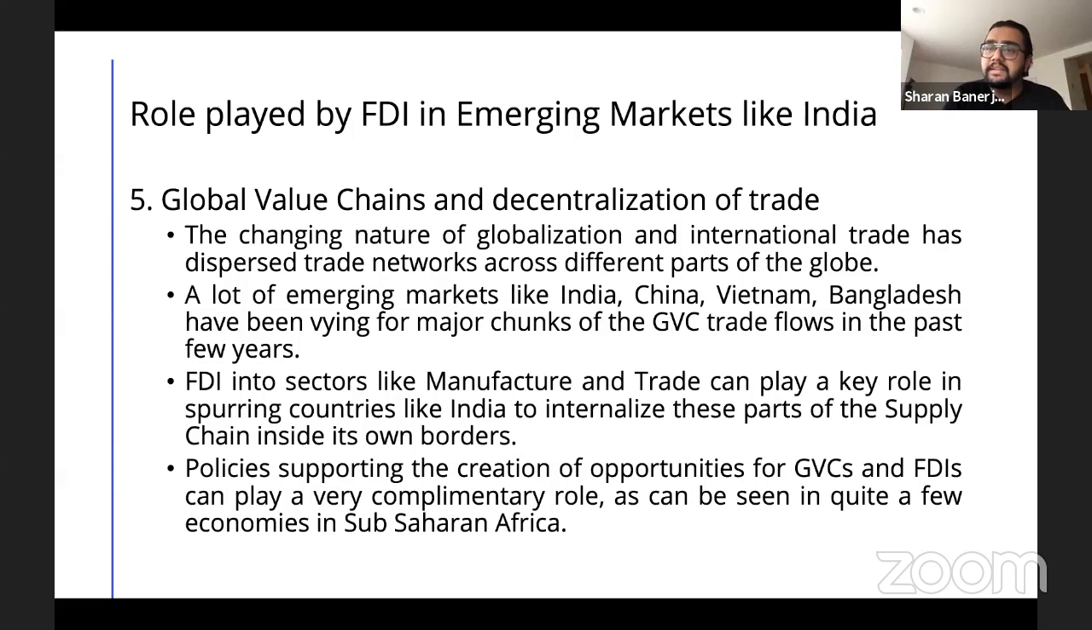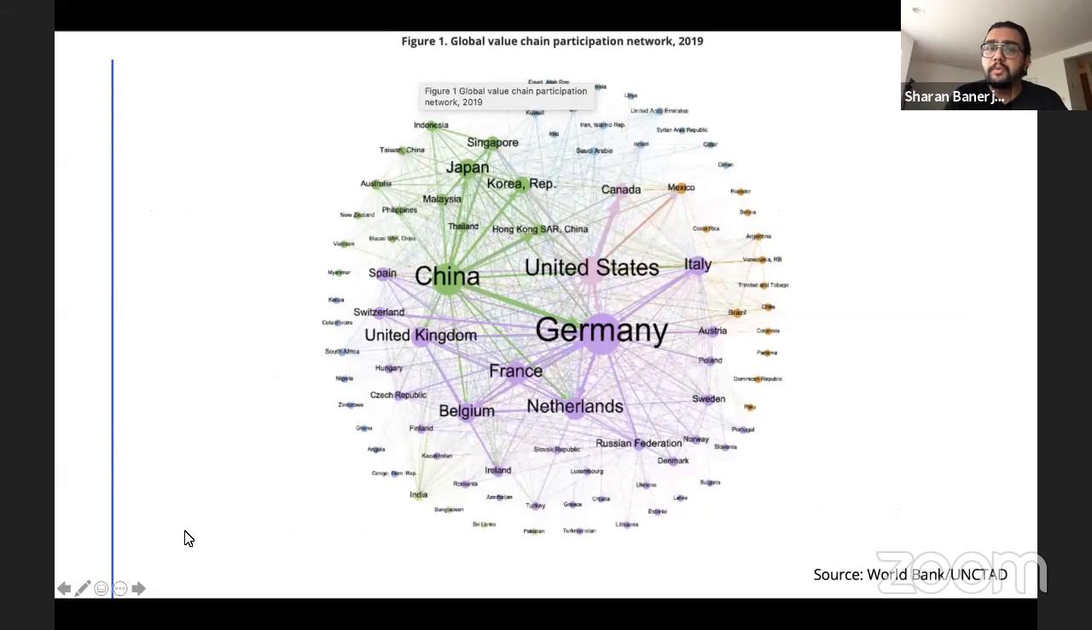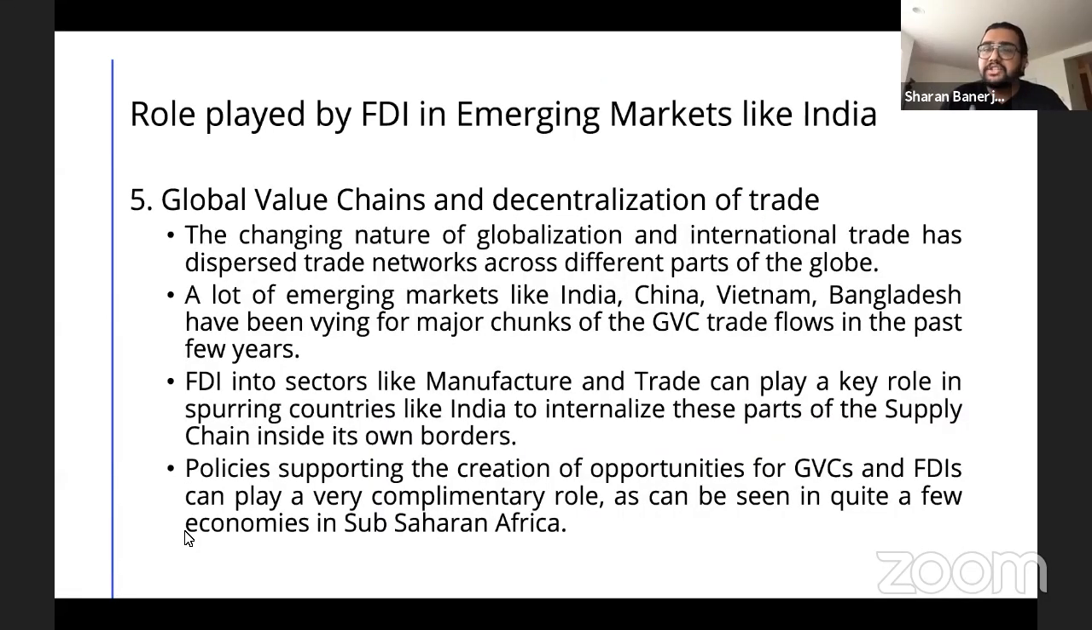Now, before I end, there is something which is very, very important, and a lot of people don't cover this aspect of importance of FDIs in emerging markets, which is through the global value chain. Once we start looking at the global value chain, we see that the changing nature of globalization since the 70s and the 80s has dispersed a lot of these trade networks across different parts. So if you look at a very layman's example of Apple, Apple does not produce all its spare parts for a phone in one country. It produces some components in China, produces some components in the USA, and it assembles its products in California.